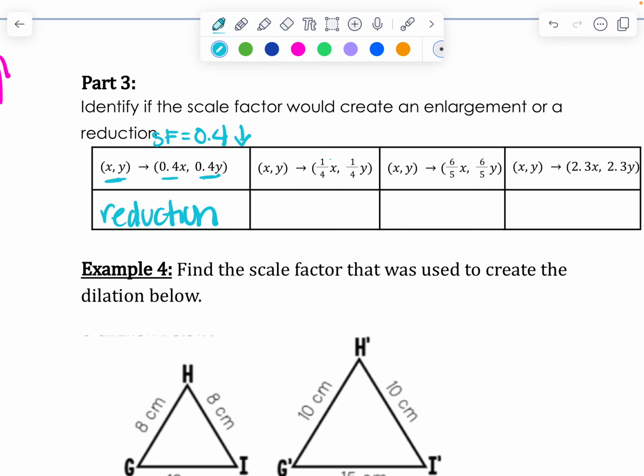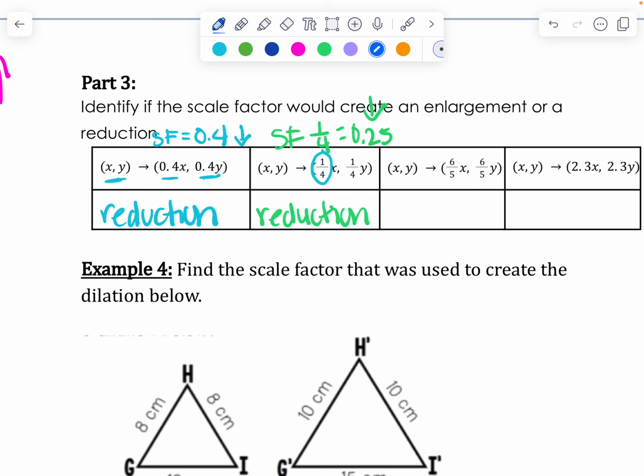Okay, again, this one's your scale factor. So my scale factor for this one is 1/4. If you don't know what 1/4 is as a decimal, put it in your calculator. It's the same thing as 25 cents, which is less than 1, so it's also going to be a reduction. That means my image is going to get smaller.